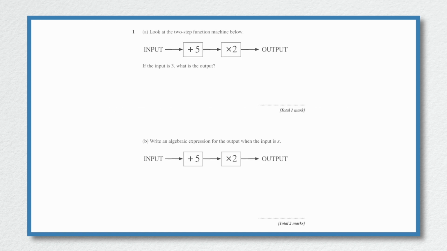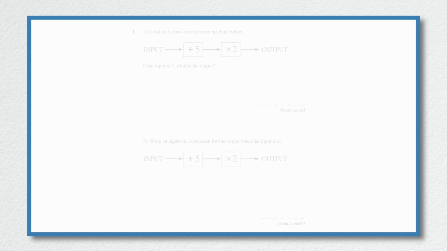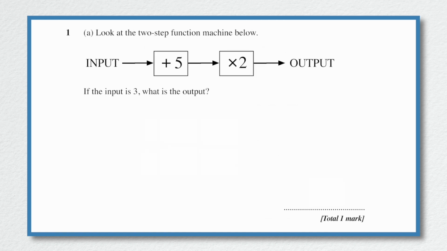The first type of question I'm covering involves number machines. Have a look at this one. It's in 2 parts. Let's focus on part A. So we have a function machine and we have to find the output when the input is 3. Notice that there is only 1 mark. This should be a straightforward answer.